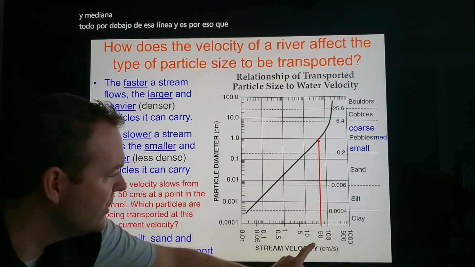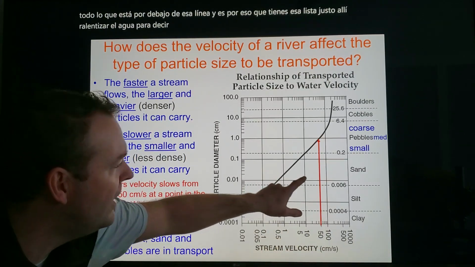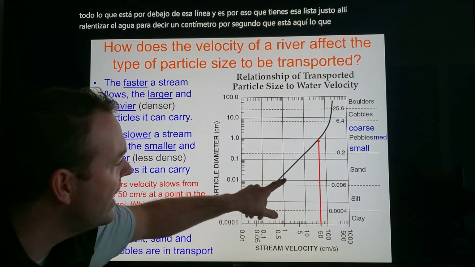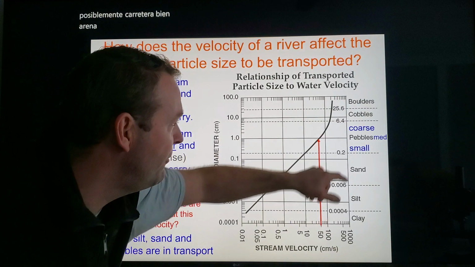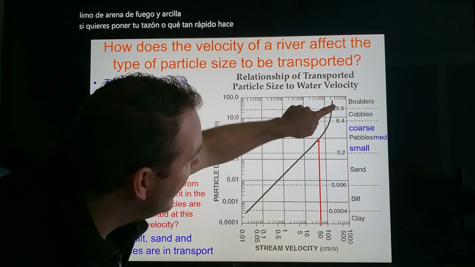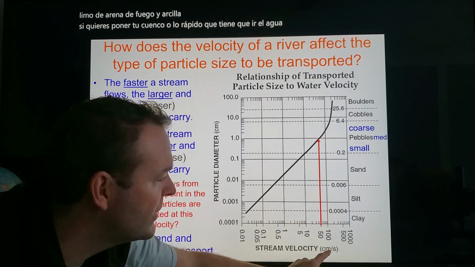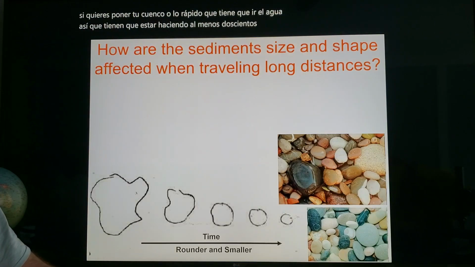Slow the water down to, say, 1 centimeter a second. That's here. What could you possibly erode? Well, finer sand, silt, and clay. If you want to push a boulder, how fast does the water have to be going? Well, it'd have to be doing at least 200 plus centimeters per second. Okay? That's how that chart works.